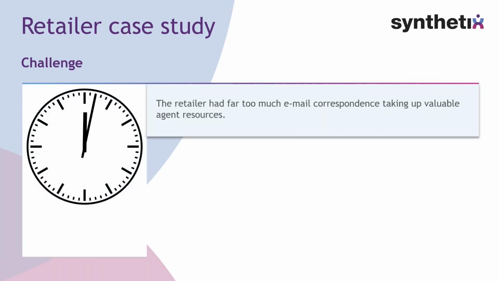The retailer had, and this is really the core point, I suppose, far too much email correspondence, which was taking up valuable agent resources. They had a huge backlog of emails that they couldn't deal with, and when they got too many emails, they took the email channel off of their website, which obviously caused a dreadful customer experience for those people who had sent emails and gone back to send other emails, only to notice that there was no way to do so. So it was bad all round. The contact center was struggling, and the customers weren't having the best experience.